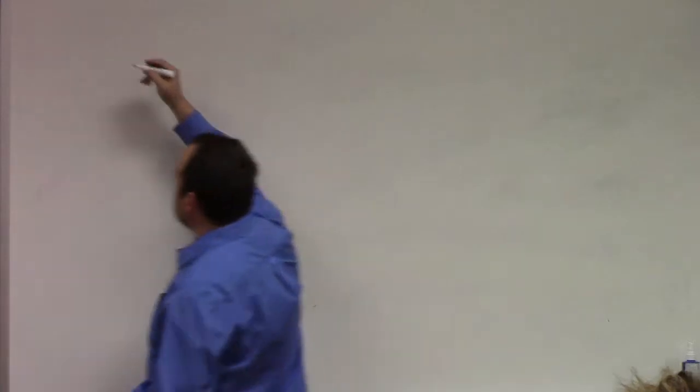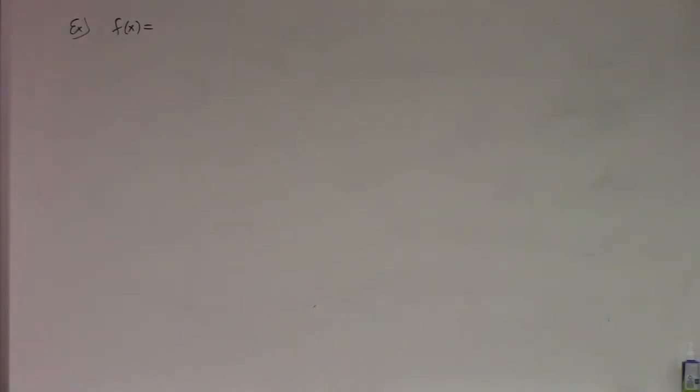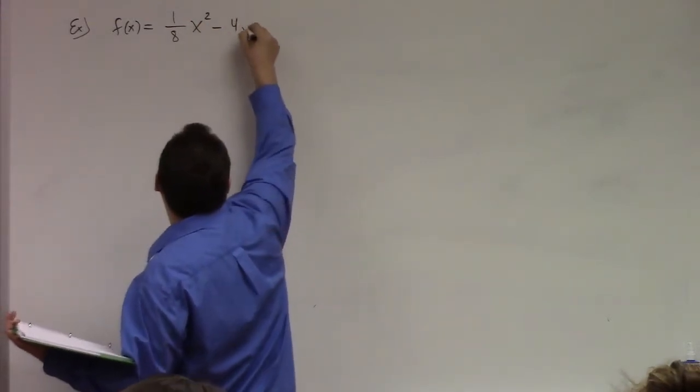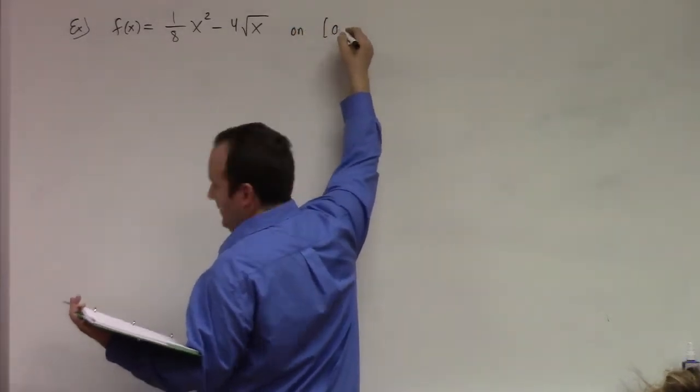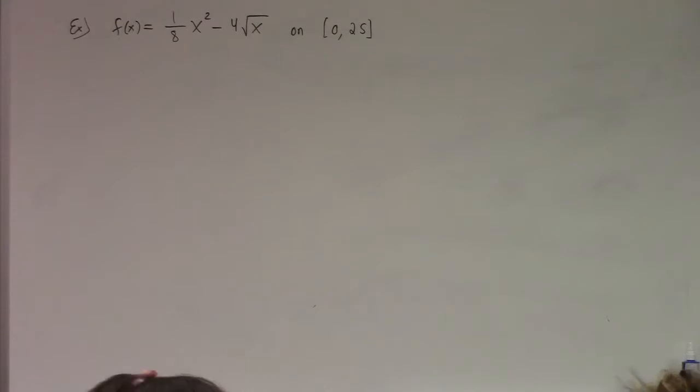Okay, so let's look at an example which we can't solve quite as easily. Let me try to find one somewhat similar to your homework. We're on homework 10. Time flies when you guys are having fun, huh? Here we go: f of x equals 1/8 x squared minus 4 times the square root of x on 0 to 25. So this is actually number 6 in your homework. There are other problems before this, which I'll address shortly.